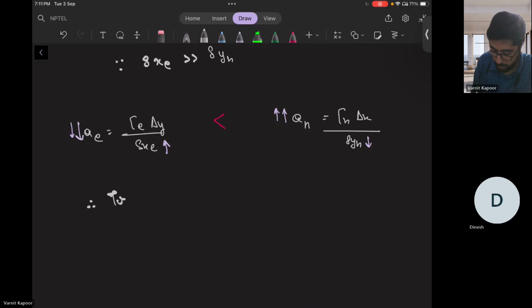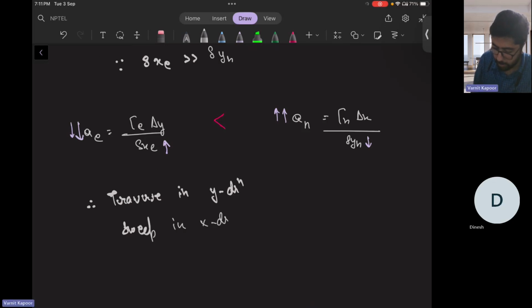Therefore, traverse in Y, sweep in X direction.